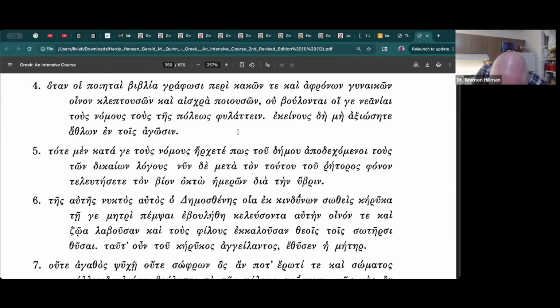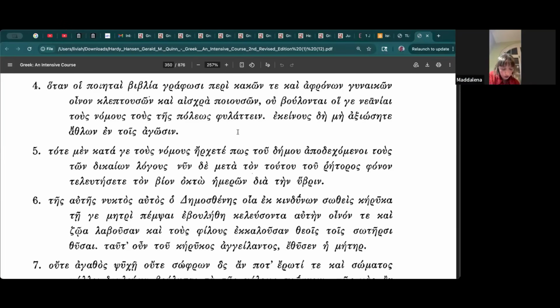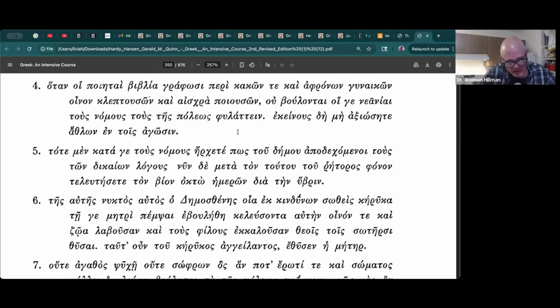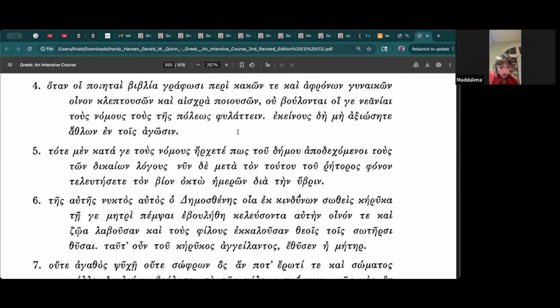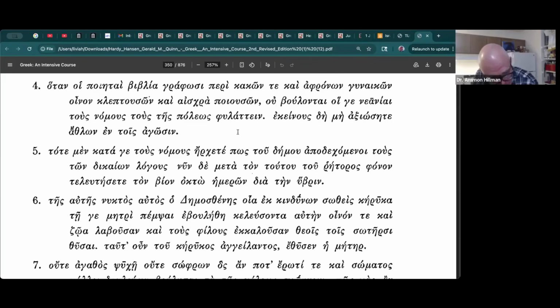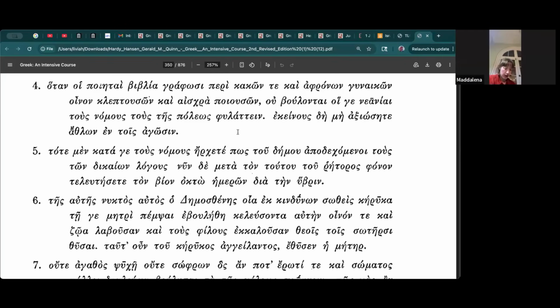What's its verb doing? Hotan plus what? Graphosi. What's that? May have written, or to write, right? Just what kind of verb? Is it indicative, subjunctive? What is it? I'm trying to figure that out.